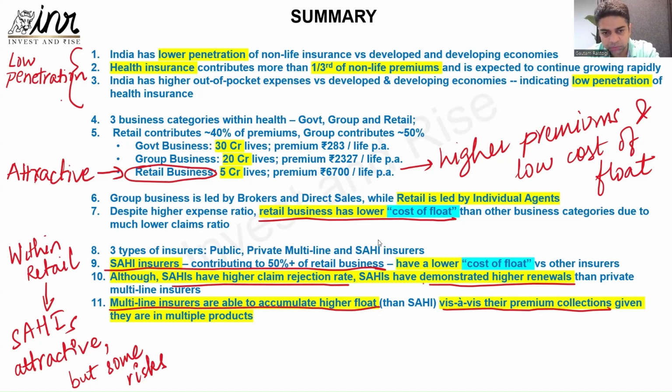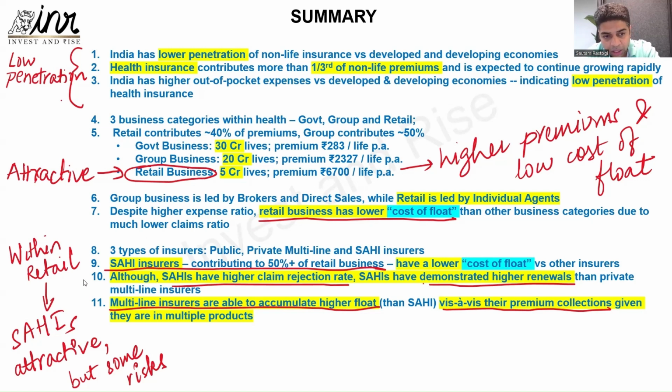And Sahi insurers have 50% of the book as retail business. So they enjoy the higher premiums which come in the retail segment, and they have a lower cost of float as well, because as I said, they have a massive presence in the retail segment.